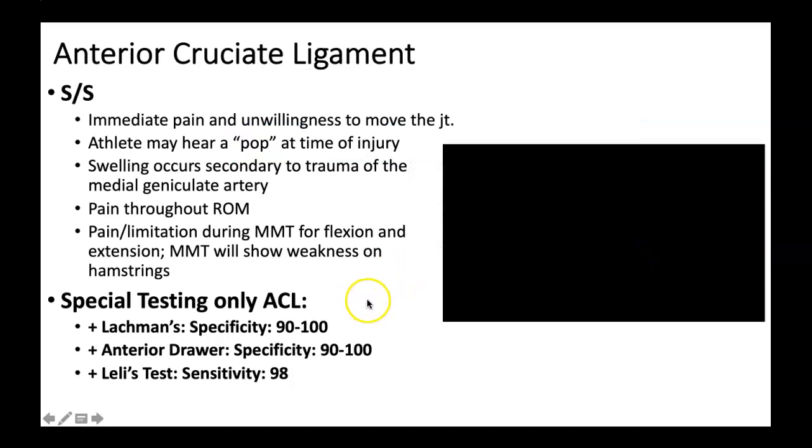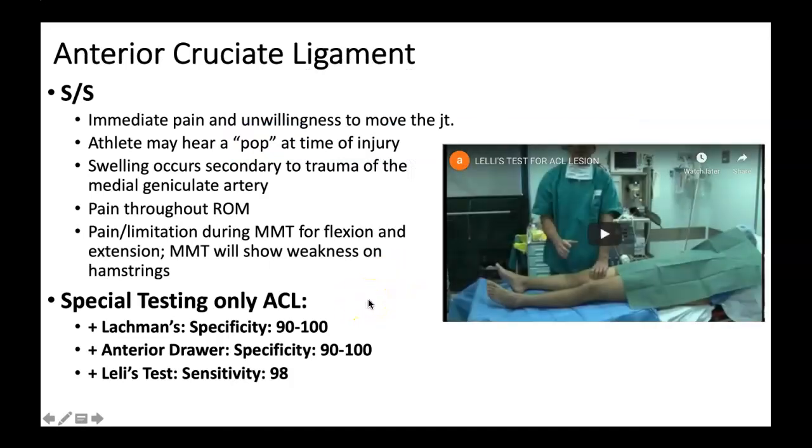So in terms of signs and symptoms, what we typically will see is immediate pain, and they will have so much instability that they won't want to move the joint. The athlete, like the Achilles tendon, may hear or feel a pop, so it becomes a historical question that we have to ask. Go back to that history inspection palpation lecture where I talked about in the knee history taking, one of the questions that we have to ask is, did they feel a snap, pop, or a crack, right? One of the reasons we ask that is for the ACL.